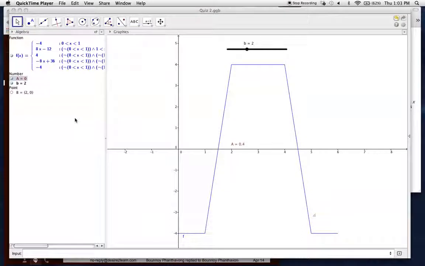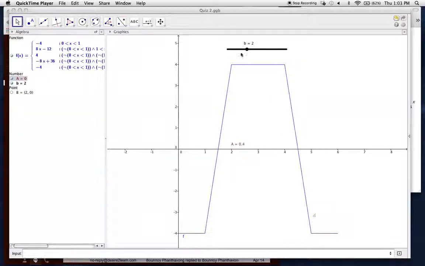This video demonstrates a visual solution to quiz number 2's final problem. I've already set up a GeoGebra applet to model the situation. The blue function f here is the piecewise function, or a function similar to the piecewise function that you saw in the last problem of quiz 2.